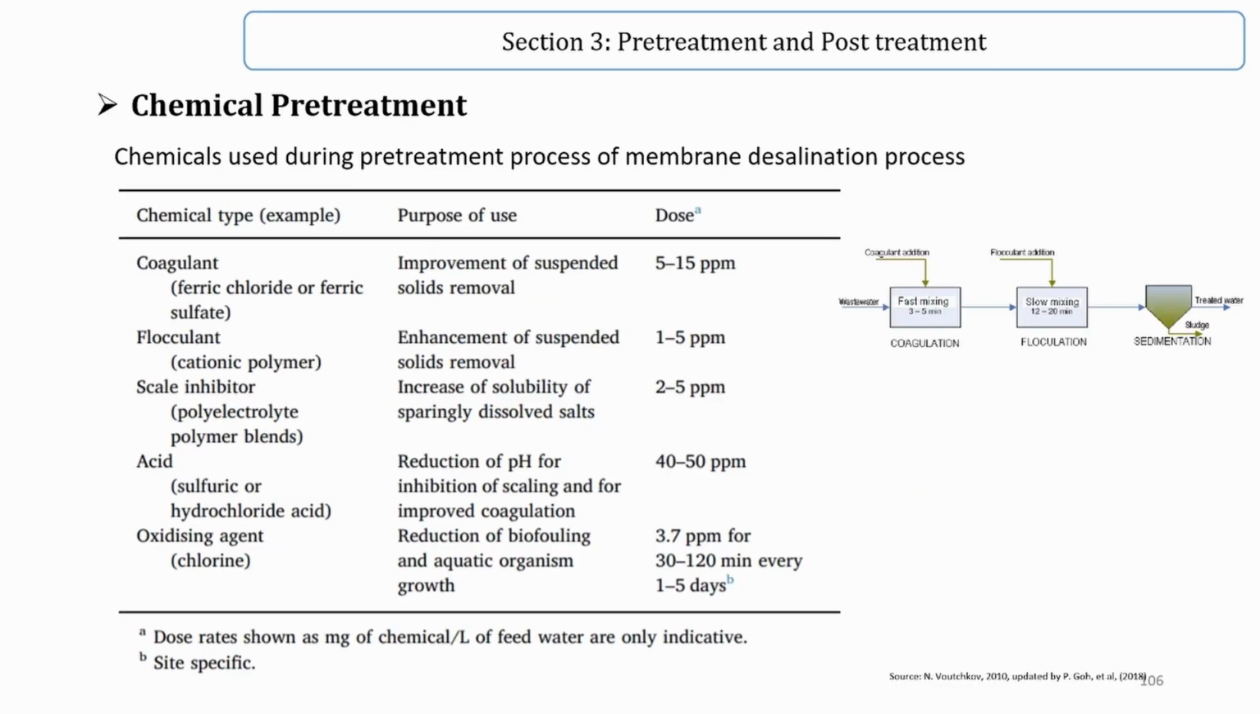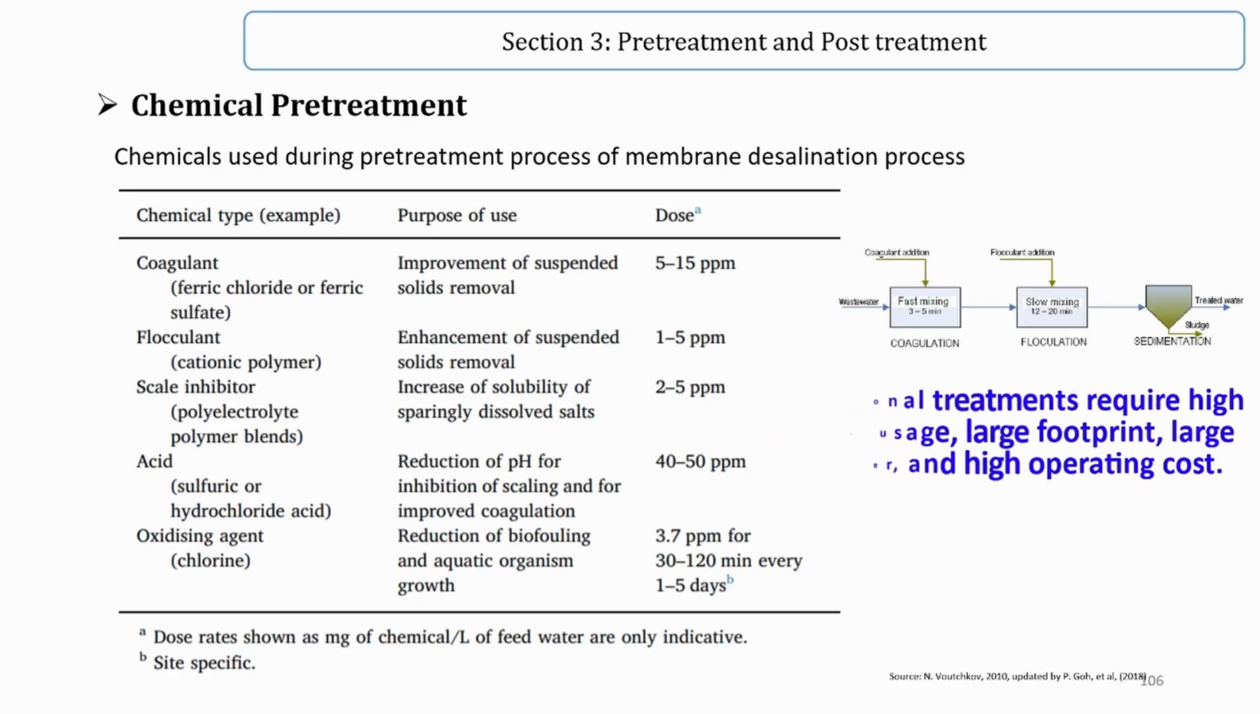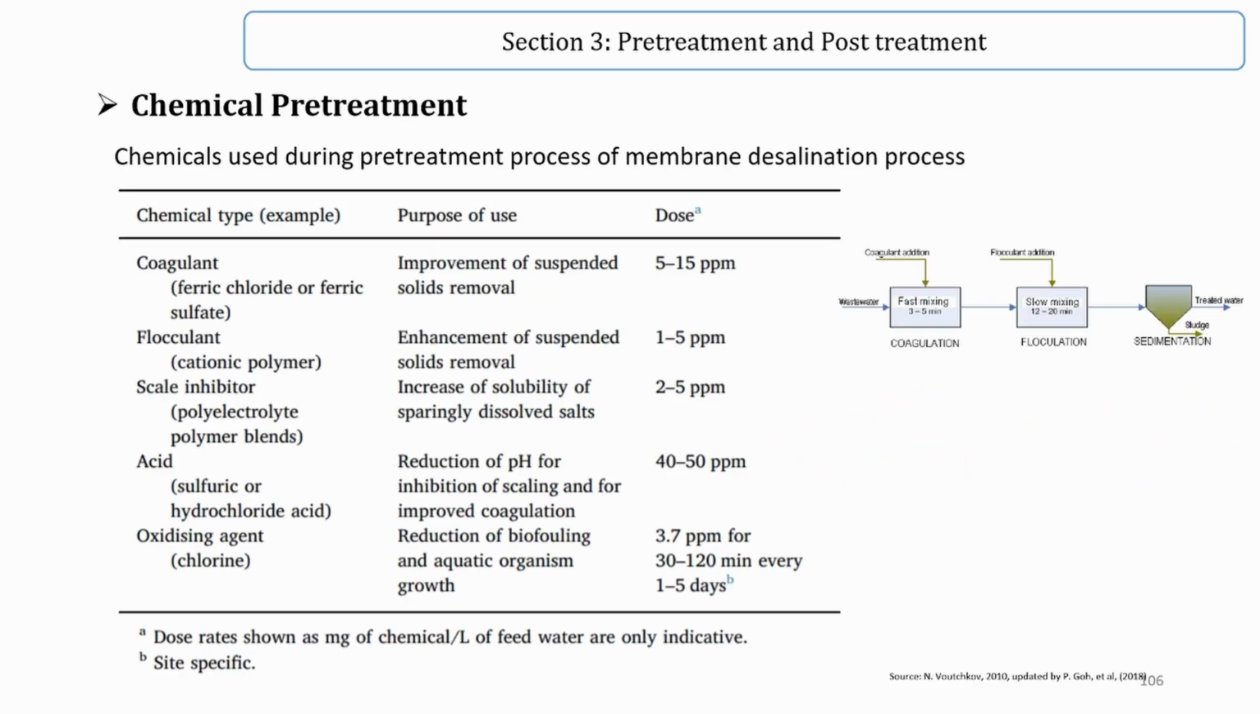Conventional treatment methods in general have been well accepted in reverse osmosis desalination plants for several decades, but they are not without drawbacks when used in reverse osmosis pretreatment. Studies have indicated that conventional treatment requires high chemical usage, large footprint, large manpower, and high operating cost. With respect to treated water quality, conventional pretreatment that consists of media and cartridge filtration does not provide a definite barrier to the suspended particles and colloids.